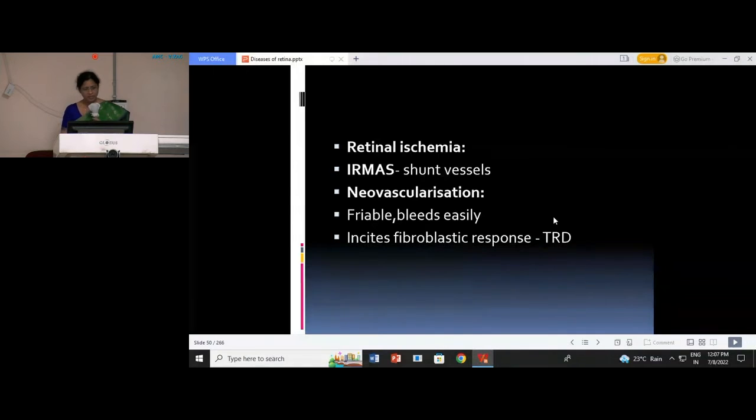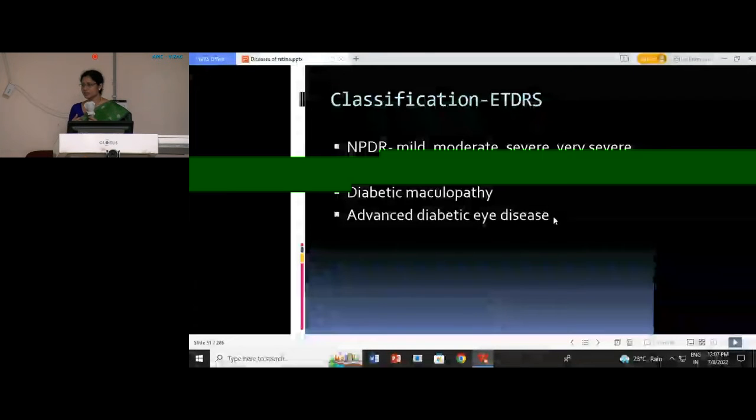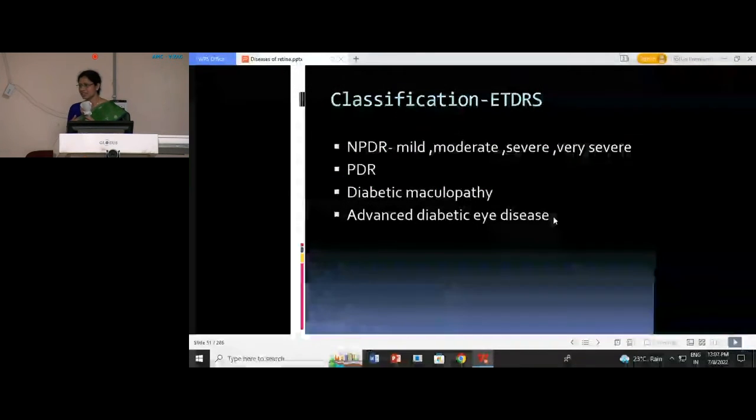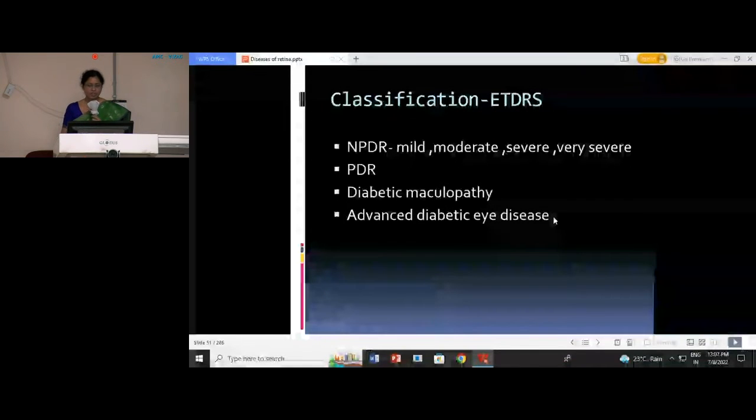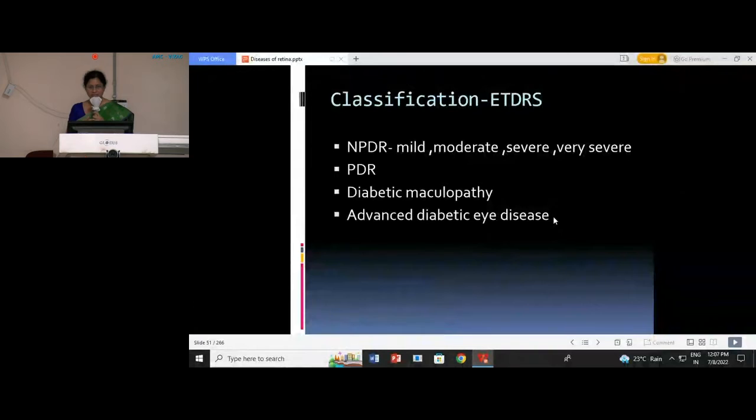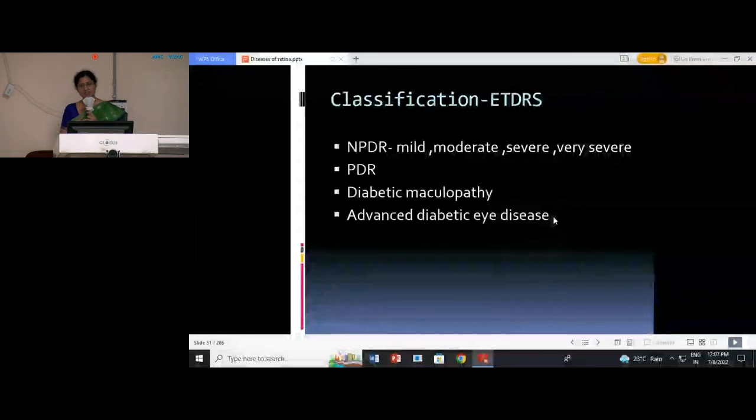Okay, then coming to the classification of diabetic retinopathy. According to ETDRS, that is the Early Treatment Diabetic Retinopathy Study, it has classified diabetic retinopathy into non-proliferative diabetic retinopathy, proliferative diabetic retinopathy, diabetic maculopathy, and then advanced diabetic eye disease.